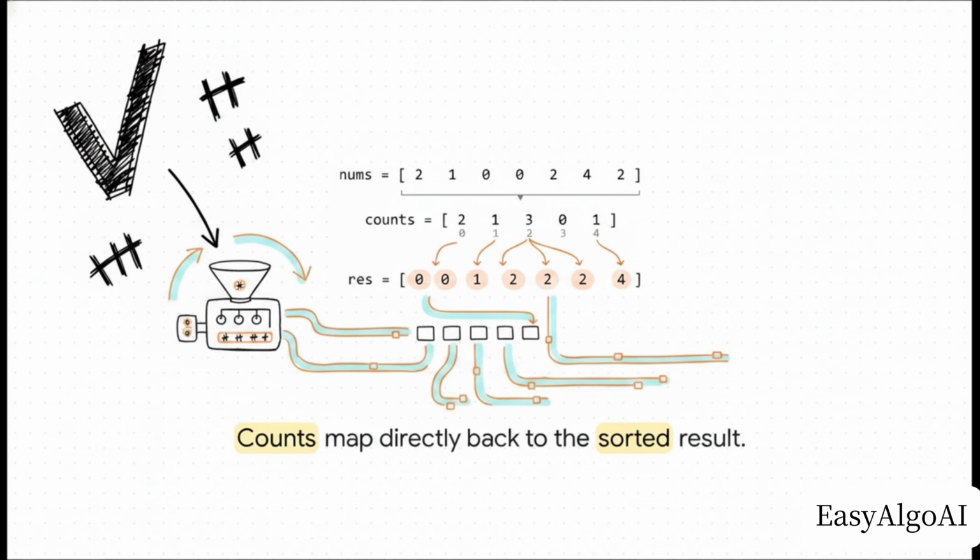Since our maximum possible value is only 1,000, we basically just create a tally sheet, a counts array. We walk through our input exactly once, putting a tally mark next to each number we see. 2 zeros, tally them up. 3 twos, tally them up. Then we just print out the tallies in order. We completely bypass the need to ever compare two elements against each other, meaning this runs in an incredibly fast O(n + k) time.